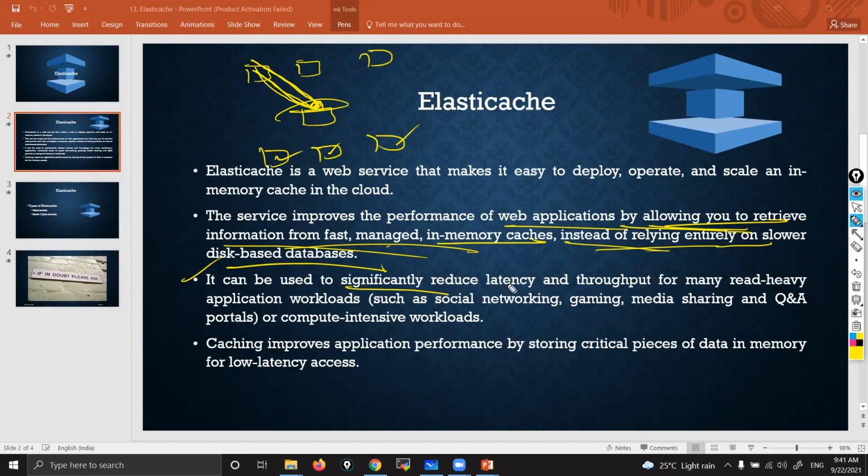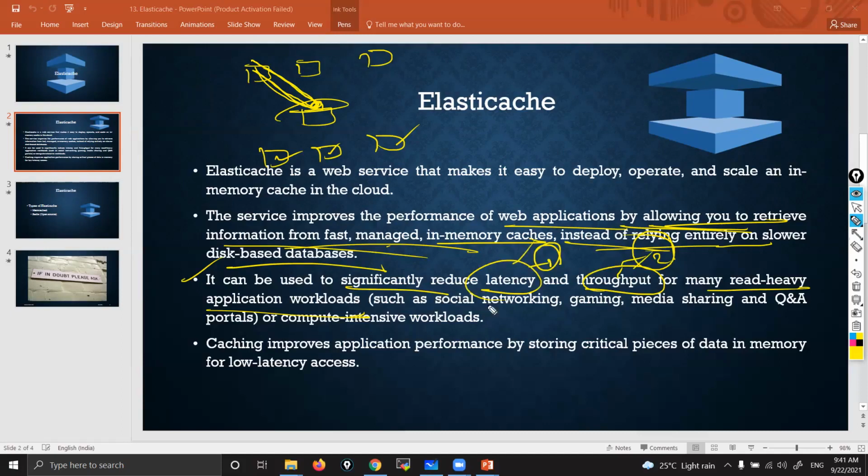It can be used to significantly reduce, okay, what are the things we are addressing? The first one is latency and throughput. It can be used to significantly reduce latency and throughput for many read-heavy application workloads. Generally, we use Elasticache for read-intensive workloads. When you use it, you are addressing latency and throughput.